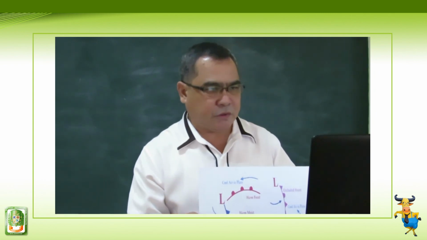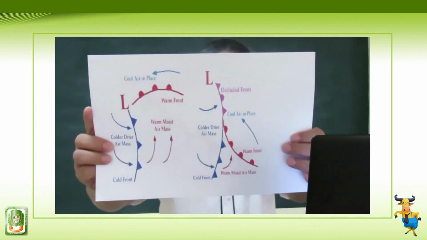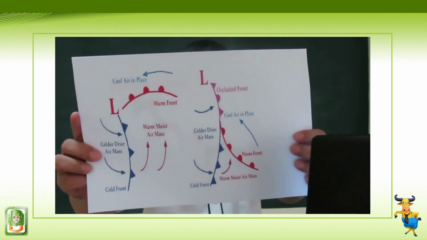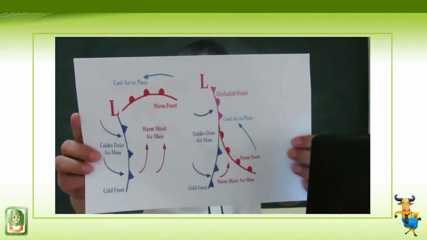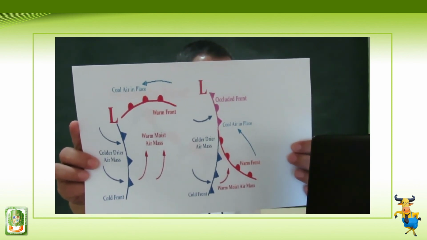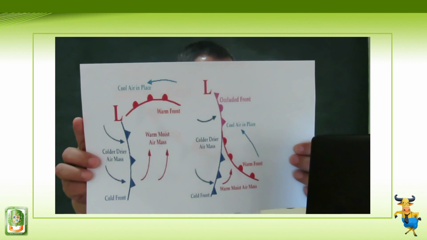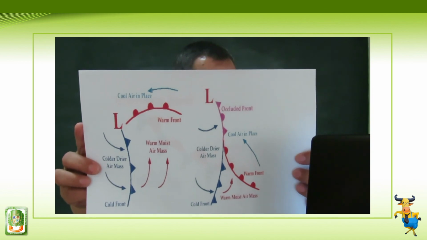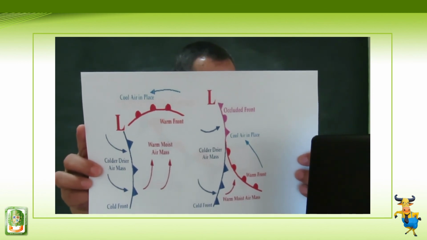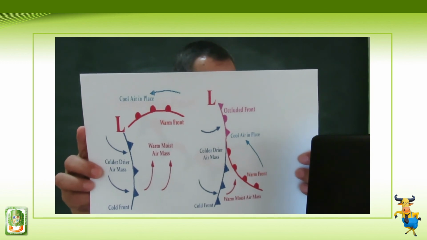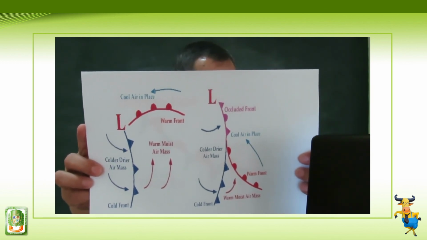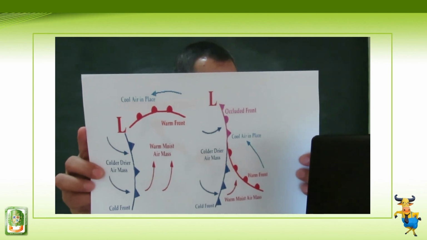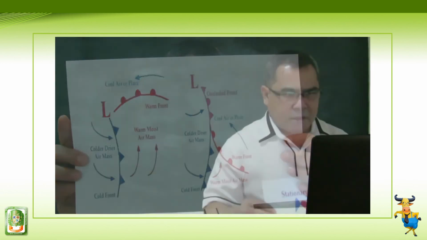Occluded front or occlusion. Occlusions are slightly more complex than warm or cold fronts. They occur because cold fronts travel more quickly than warm fronts, and eventually this results in the cold front catching up with the warm front. This causes the warm air to be undercut and lifted up from the surface. When a cold front overtakes a warm front, on colored weather maps, an occluded front is drawn with a solid purple line.